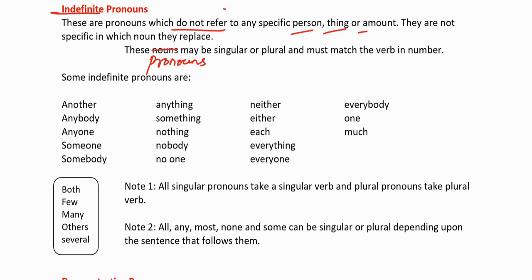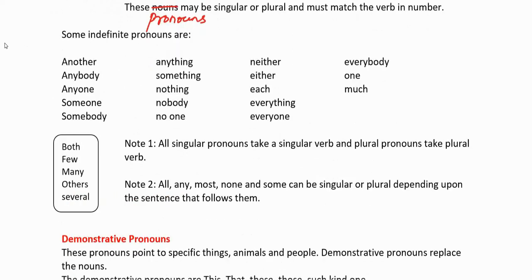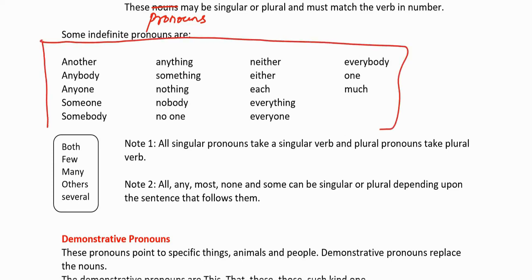Let us look at some of the indefinite pronouns here. Another, anybody, anyone, somebody, someone, anything, something, nothing, nobody, no one. So all these pronouns here are indefinite. They do not refer to any specific person or thing or animal. These are non-specific, hence they are called indefinite pronouns. And all these pronouns are singular.